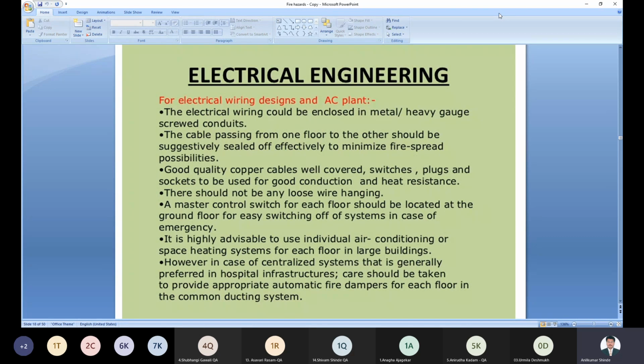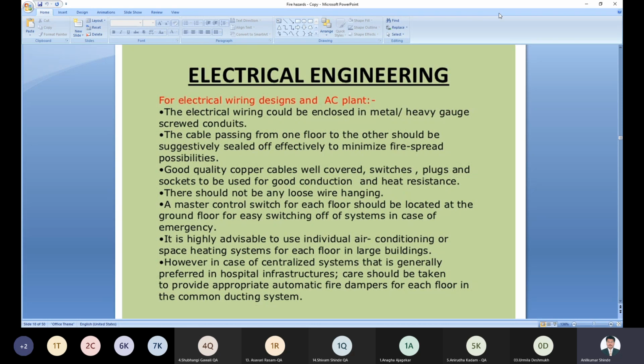There should not be any loose wiring hanging. The master control switch for each floor should be located on the ground floor for easy switching of the system. It is highly advisable to use an individual air conditioning or space heating system for each floor in a large building. A centralized system can also be used, particularly in hospitals.